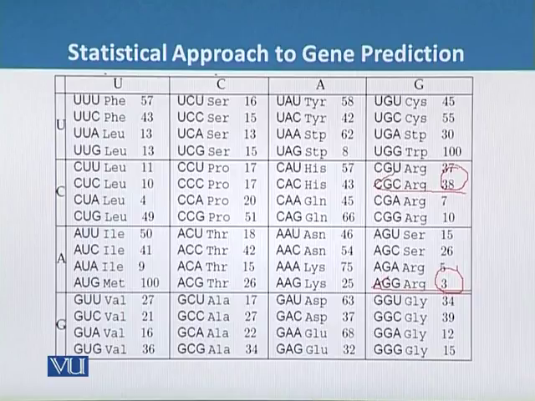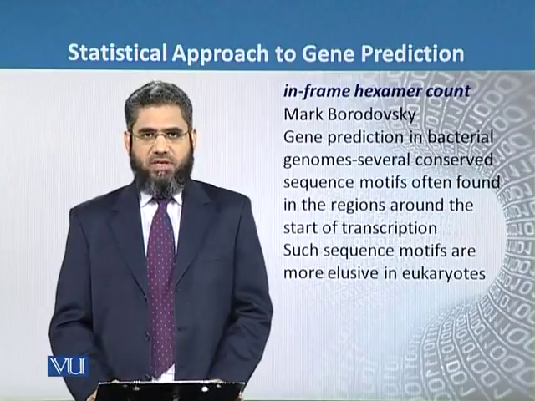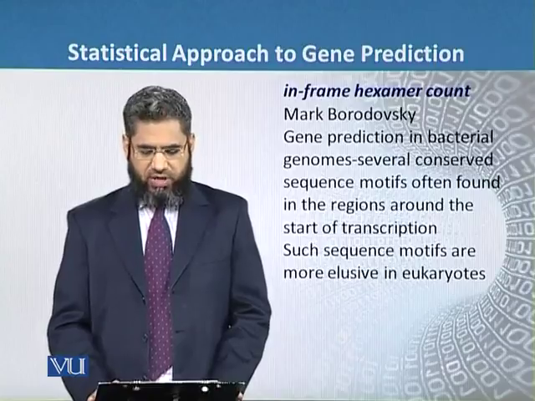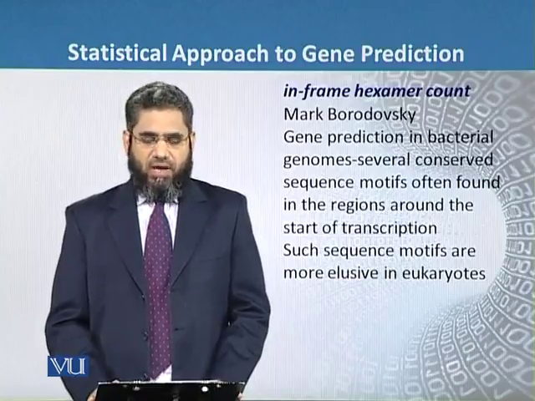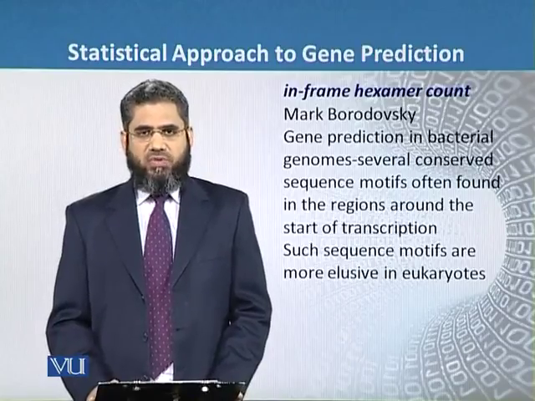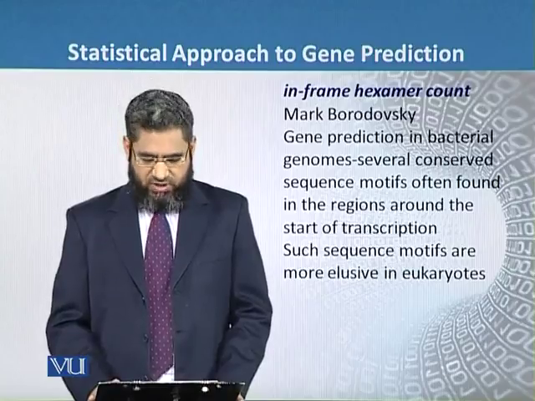So if we slide this window along the genomic DNA sequence, the genes are often revealed as peaks in the likelihood ratio plots. Apart from the other statistical approaches, a better codon counter is the in-frame hexamer count. The in-frame hexamer count accounts for the frequencies of the two adjacent codons present in the coding region.